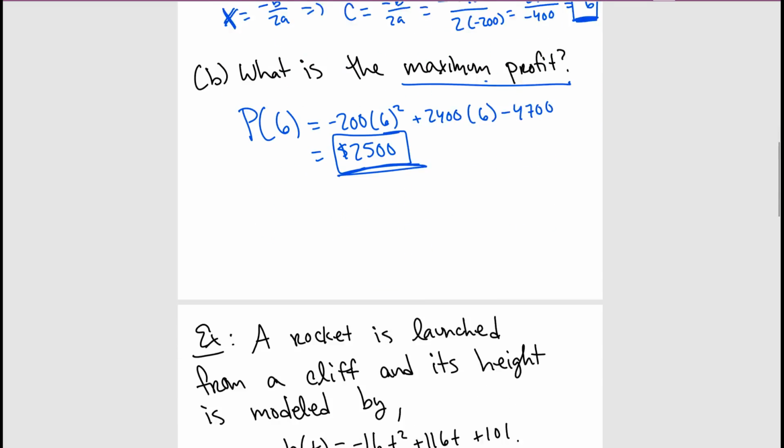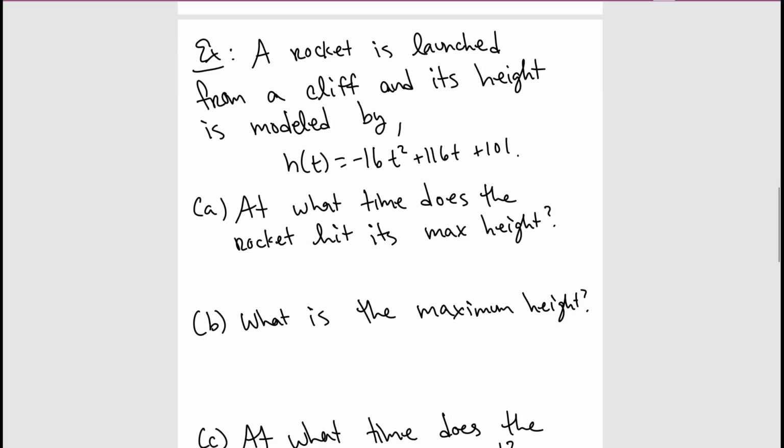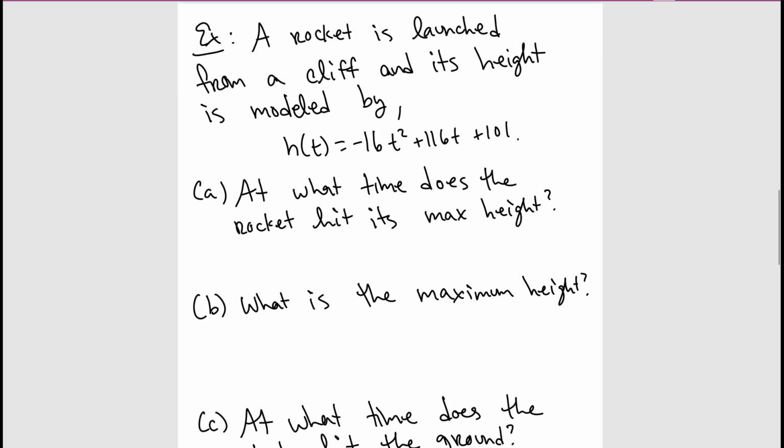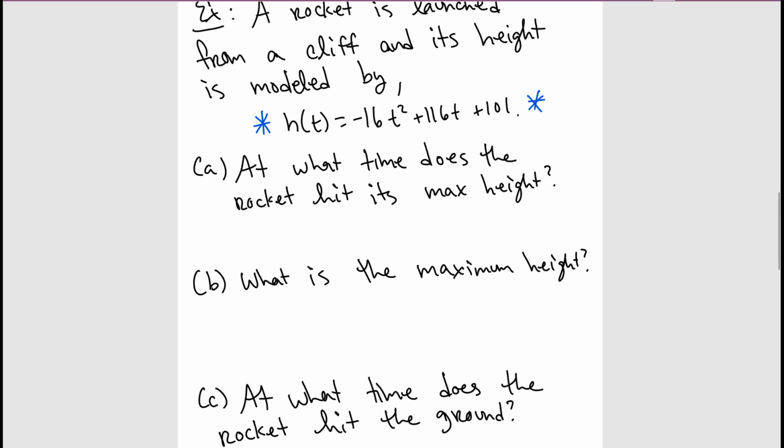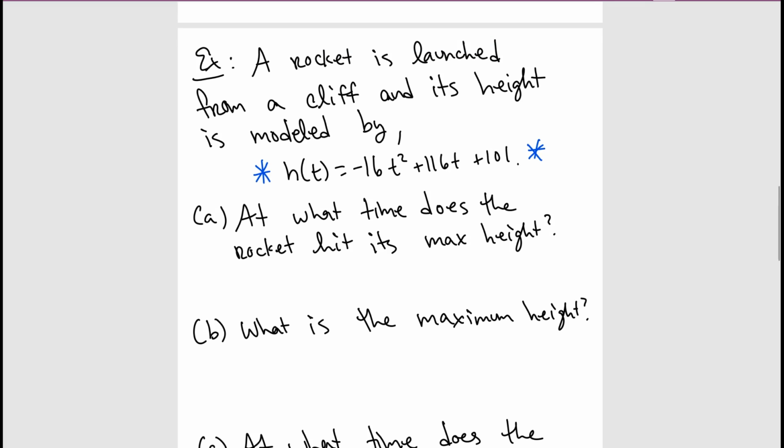Now let's do another problem. This is more of a physics type question. Here we have a rocket launched from a cliff, and its height is modeled by this equation. They gave you another equation: h of t is equal to negative 16t squared plus 116t plus 101. Part A says, at what time does the rocket hit its maximum height? Here, this is the height, and t, I forgot to say, is time.